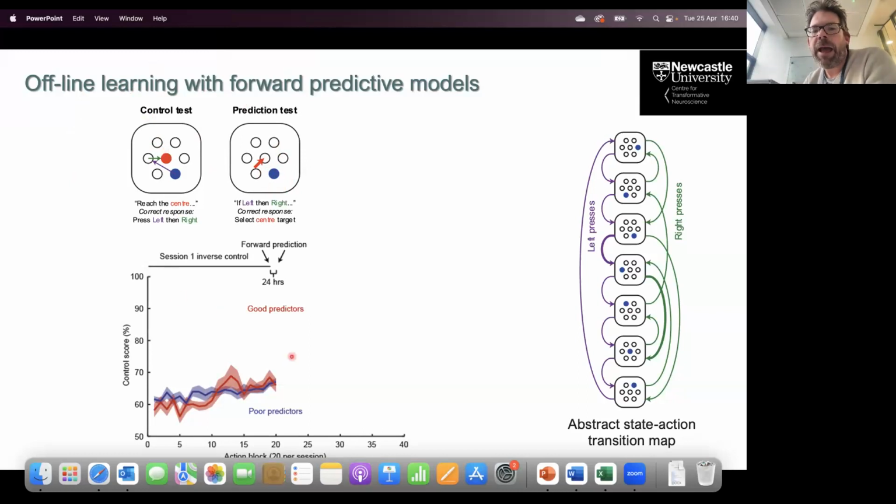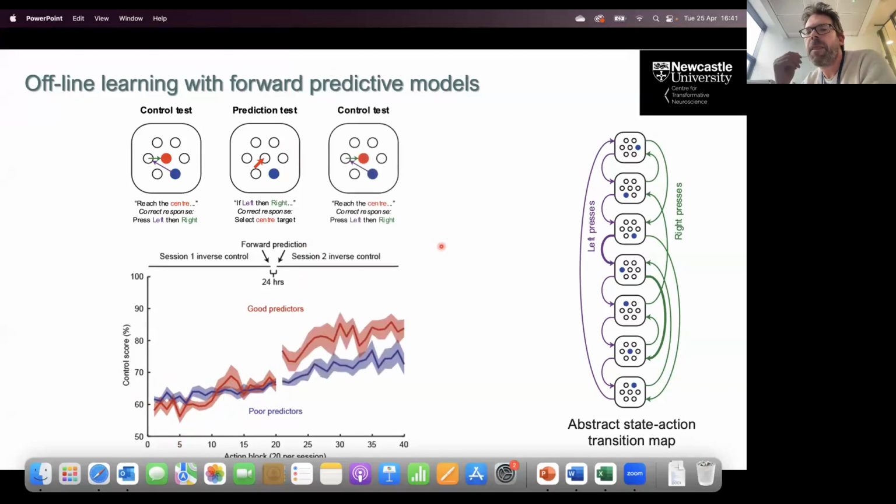Based on the results of the prediction test, and we didn't give them any feedback because we didn't want them to learn anything from that, we separated them into good predictors and bad predictors. And what I'm showing you here is two groups of subjects, good predictors and bad predictors, who've been balanced for their performance on the control task on day one. And then they go away for a 24-hour period and they come back and they do the control task again. And it's only in the good predictors that we see this offline improvement in performance.